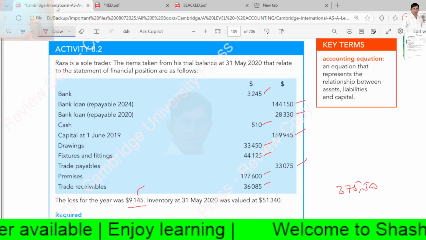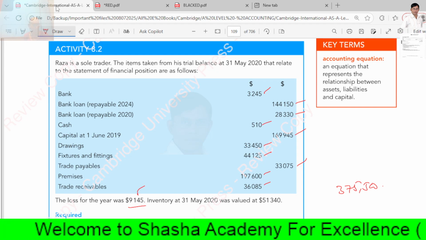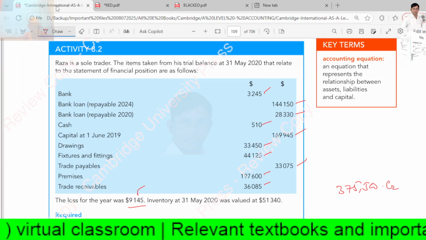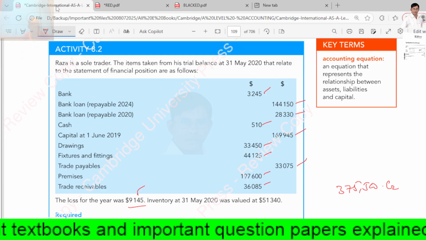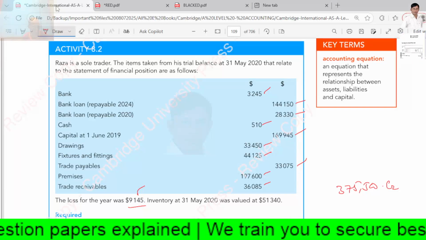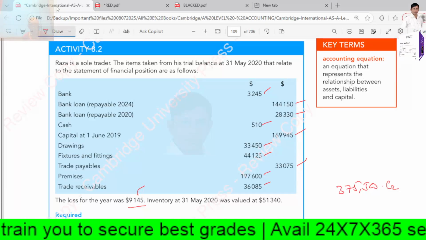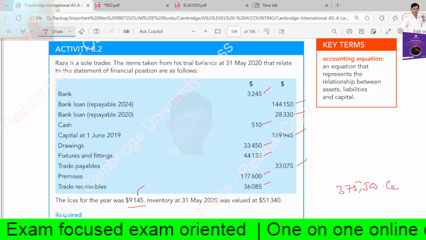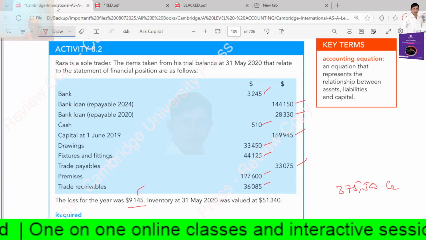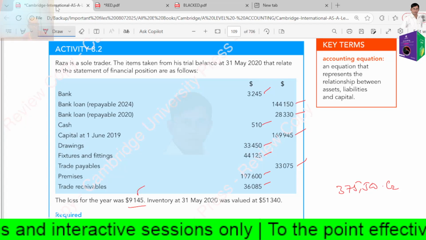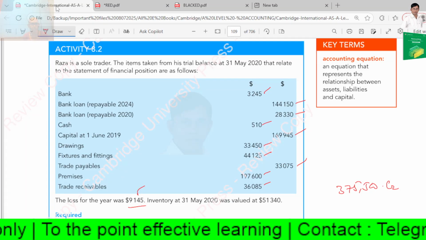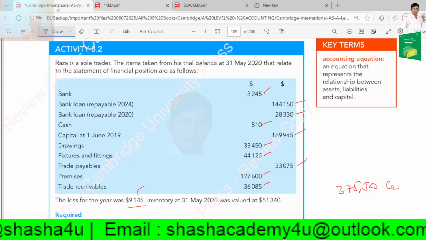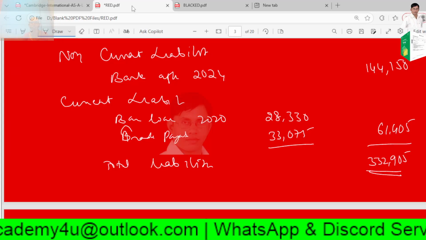So inventory and this are by default debit balances. Let us check. So these are credit balances. 3245 plus 510 plus 33450 plus 44125, 44125 plus 197600. Premises, have you taken 197600?